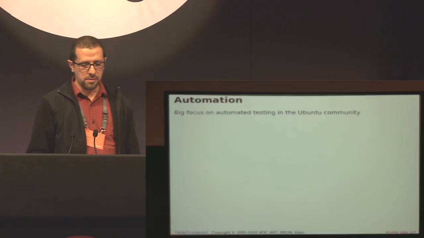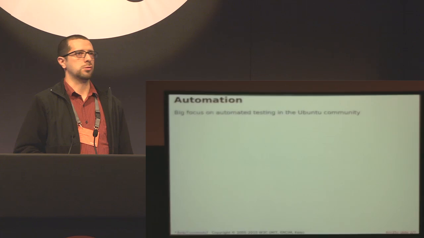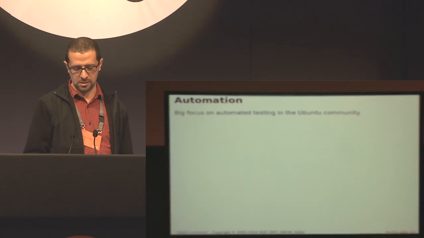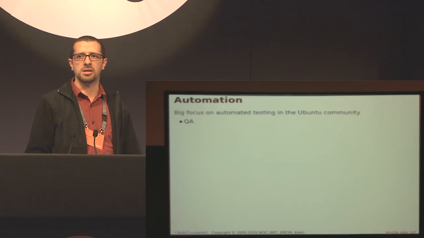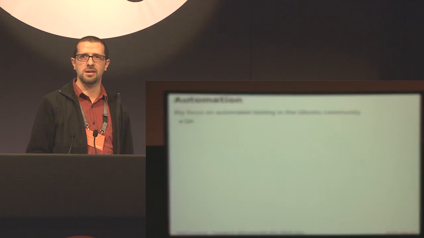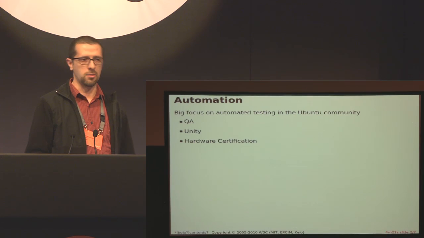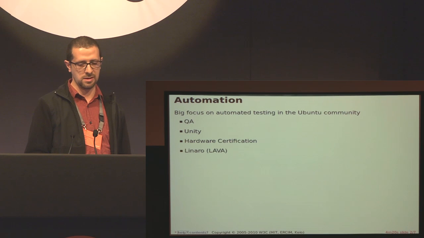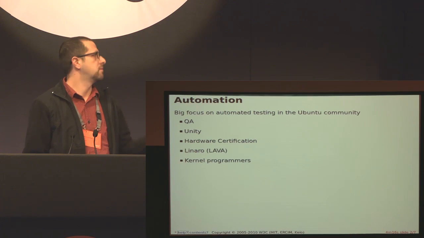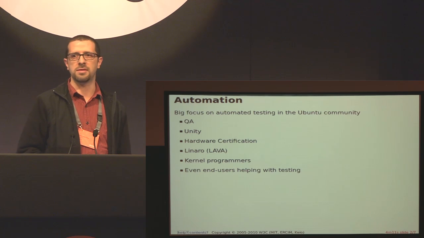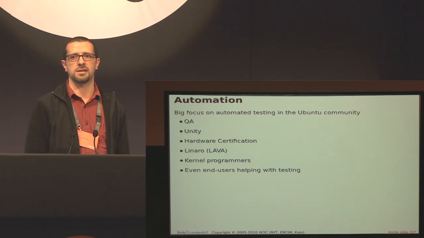So basically, there's a big focus on automated testing in the Ubuntu community, as we can see here. I mean, the main focus of this gathering is to talk about automation and stuff like that. There are many teams that are doing automated testing. QA is one of them. The Unity folks are also doing it. Hardware certification also has some automated tests. Even the Linaro folks with Lava. Even people programming for the kernel. And even end users helping with testing may benefit from automated tests, right?